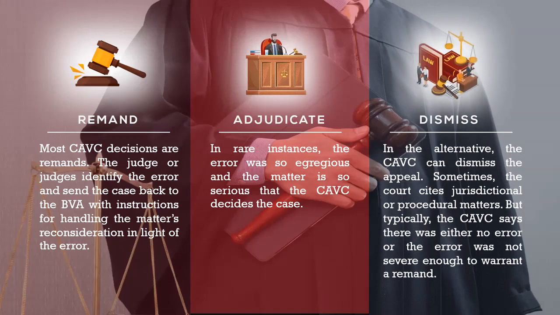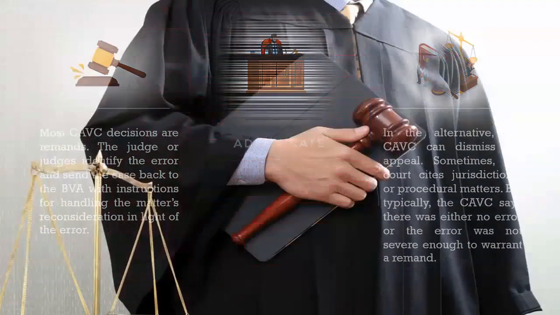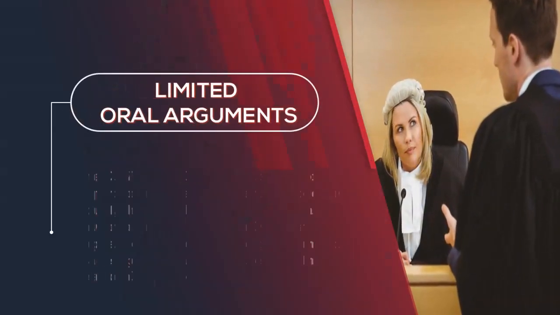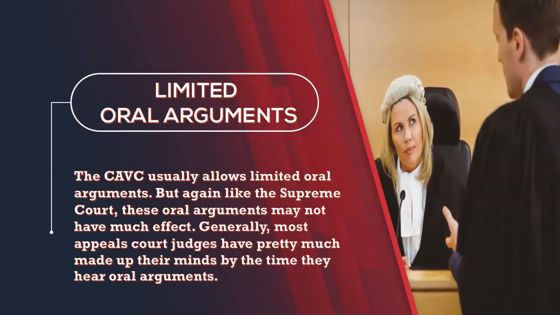Dismiss. In the alternative, the CAVC can dismiss the appeal. Sometimes, the court cites jurisdictional or procedural matters. But typically, the CAVC says there was either no error or the error was not severe enough to warrant a remand. The CAVC usually allows limited oral arguments. But again, like the Supreme Court, these oral arguments may not have much effect. Generally, most appeals court judges have pretty much made up their minds by the time they hear oral arguments.